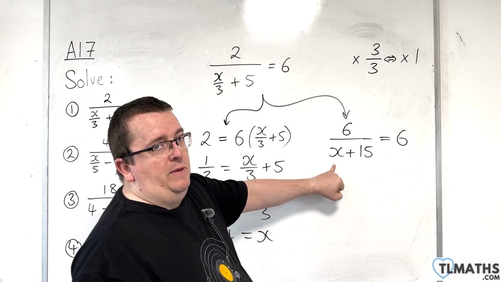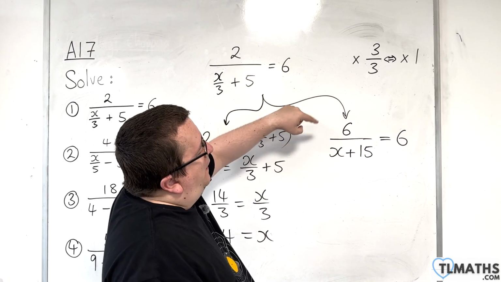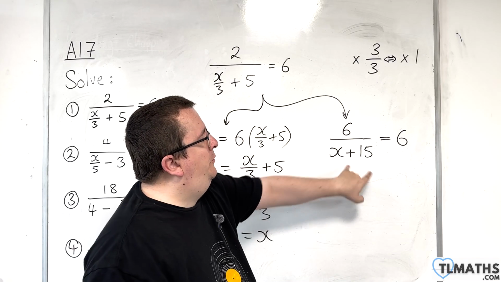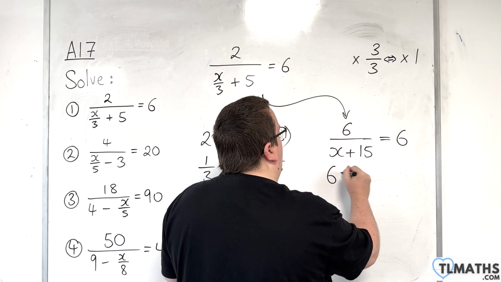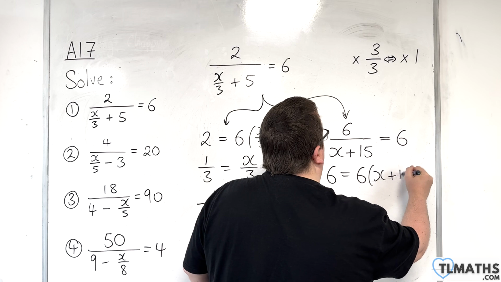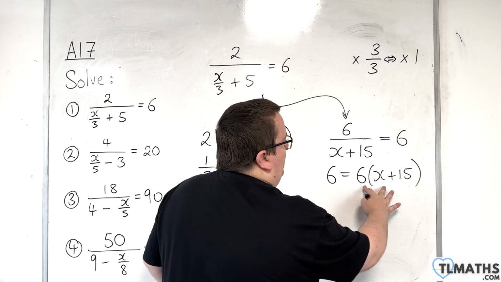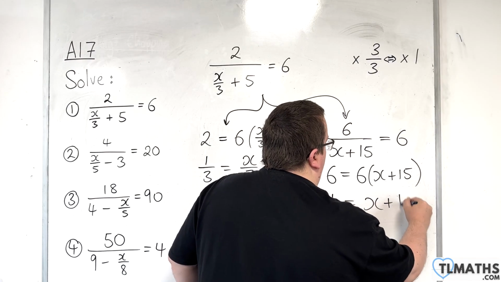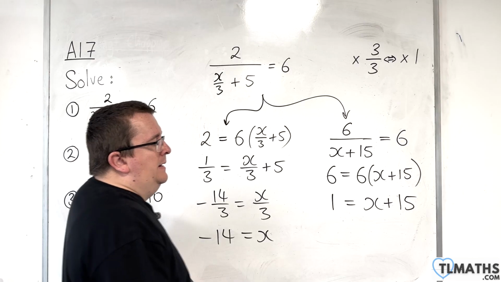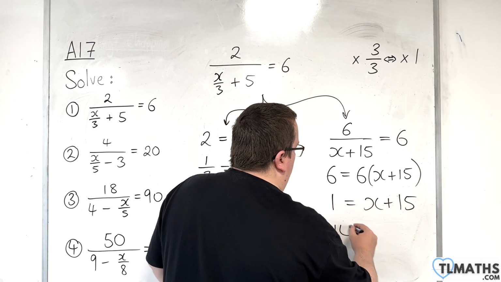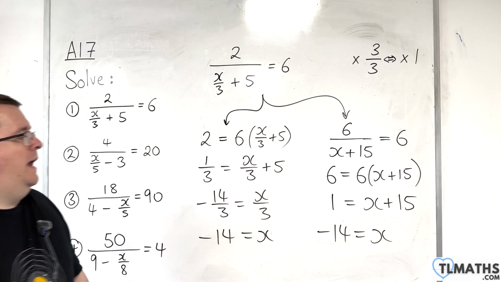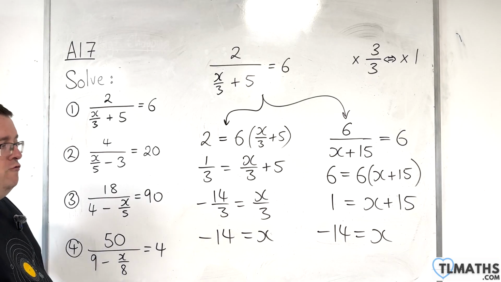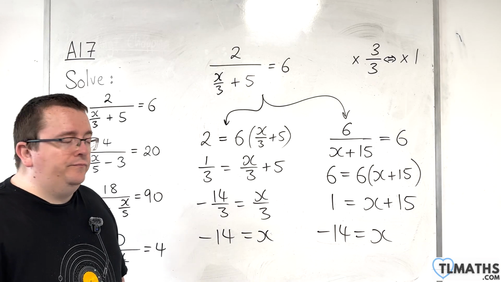But this first step can be very useful. So now, if I multiply both sides by x plus 15, because remember there's 6 divided by all of x plus 15, I'm going to get 6 equals 6 lots of x plus 15. Now I've got this 6 times the bracket. So let's divide by 6. 6 divided by 6 is 1. Like so. And then we can just subtract the 15 from both sides. Okay? And this was much easier for me to do in my head because I'd got rid of the fractions in the first step.